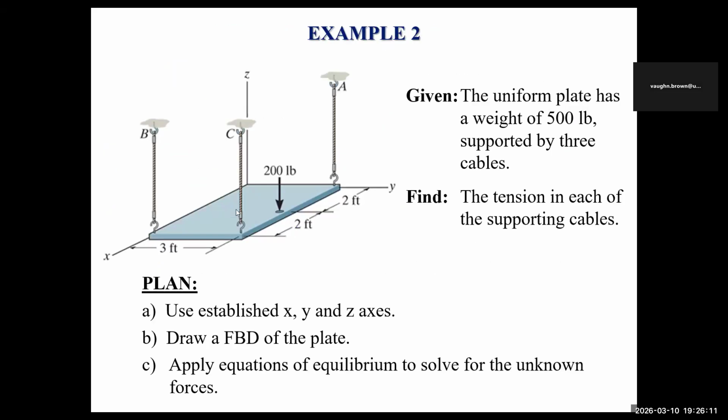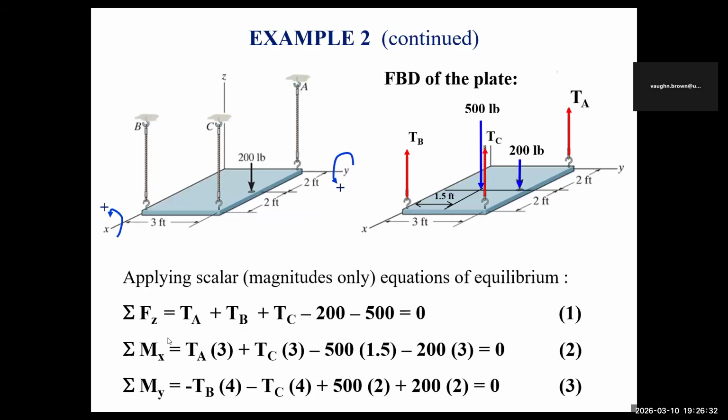All right, so for this one, let's look at this one quickly. This one is the same thing. You have a 500 force. The platform, the uniform plate, has a weight of 500, supported by 3 cables. So you have 3 cables here, right? And I give you the dimensions. You have 200 force here. Right, let's look at the free body diagram. In the center, you have the 500. You have a weight here. So you have 3 forces going up, 2 coming down.